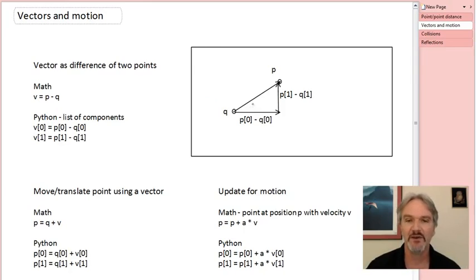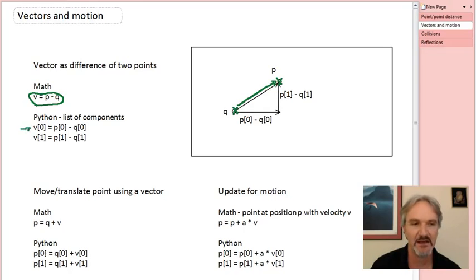So what is a vector? The way you think about a vector is it's the difference between a pair of points. So here I have a point P, here I have a point Q, and I could make a vector by taking their difference. The way I draw that is I would draw an arrow whose tail is at Q and whose head is at P. Mathematically, I might write some shorthand which says that V is equal to P minus Q. Now in Python, we can't do vector operations. We have to do each component separately.